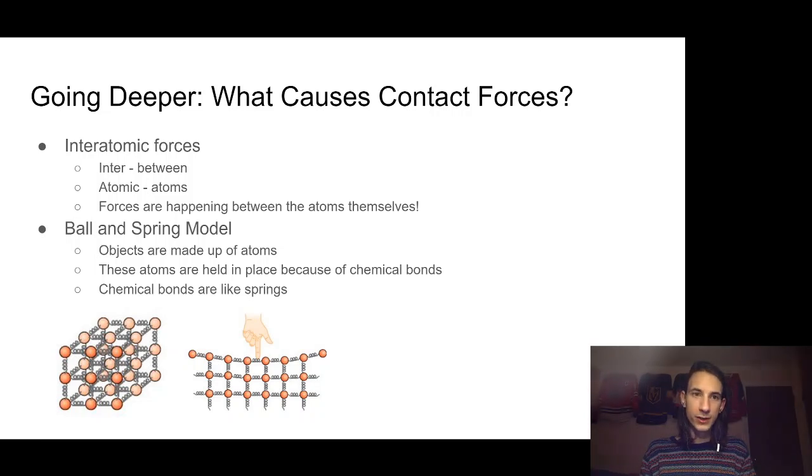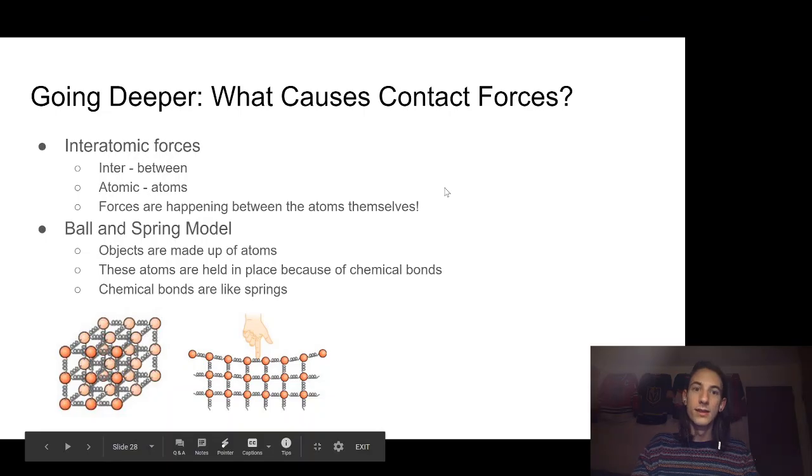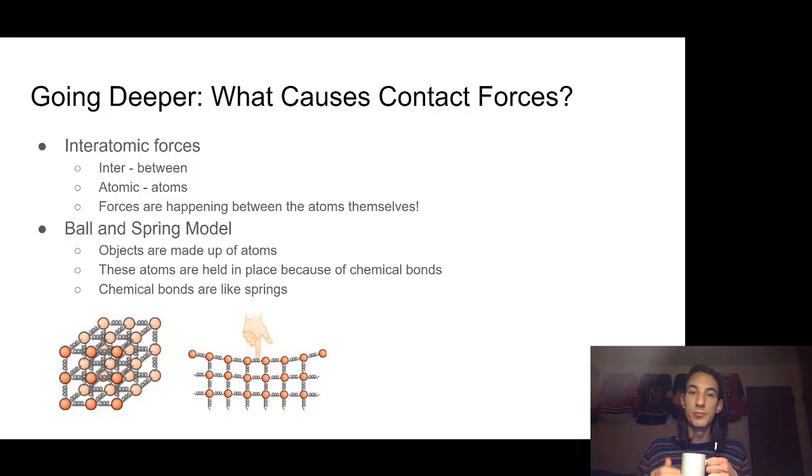So really our reasoning for what's happening is interatomic forces. We know from chemistry that all matter is made up of atoms, and these atoms have bonds between them. They have these interatomic forces. So they have chemical bonds, either weak bonds or strong bonds, depending on the material. There are forces happening within those bonds. We can think about them as little tiny forces, and we call these interatomic forces.